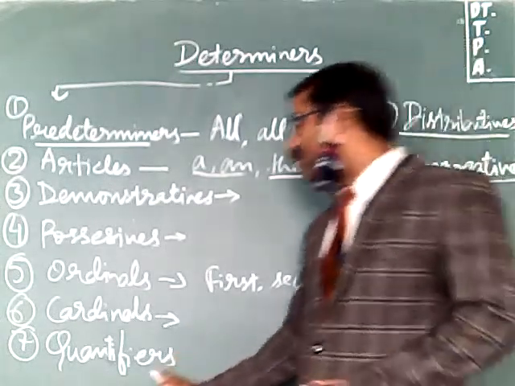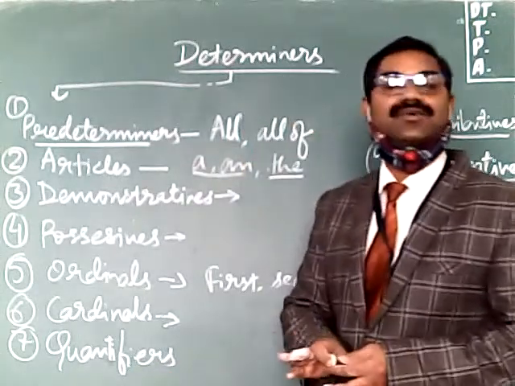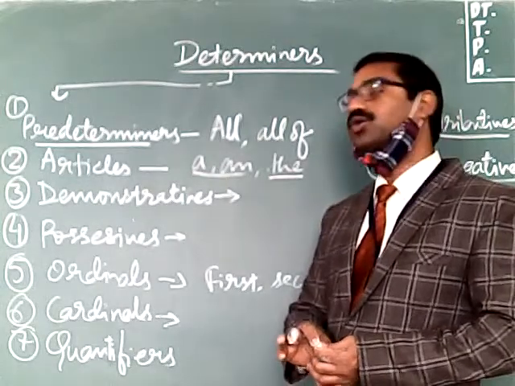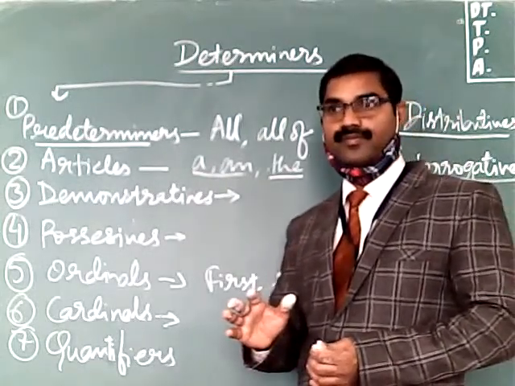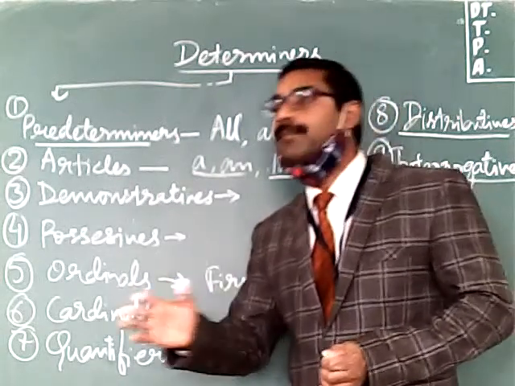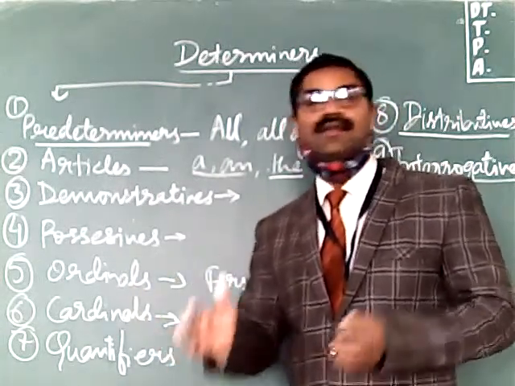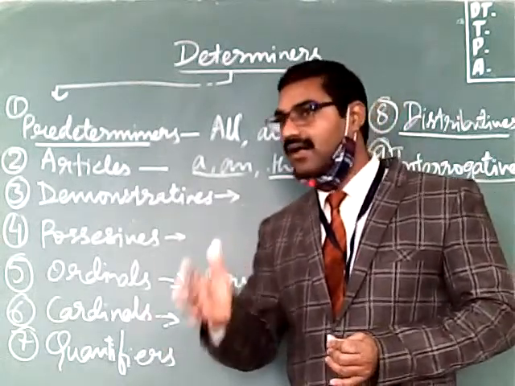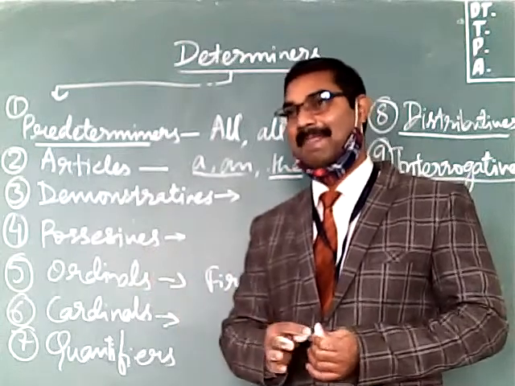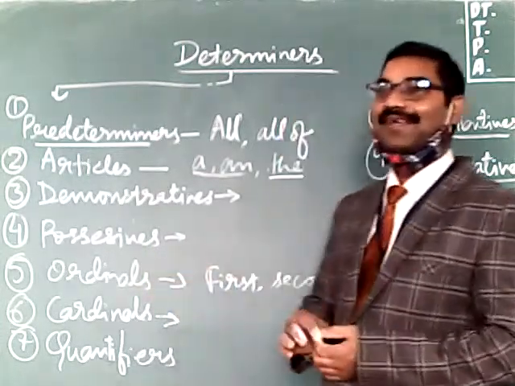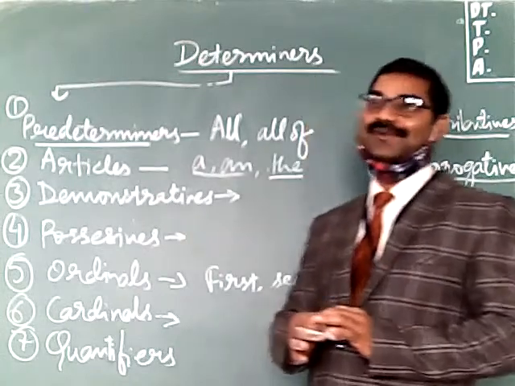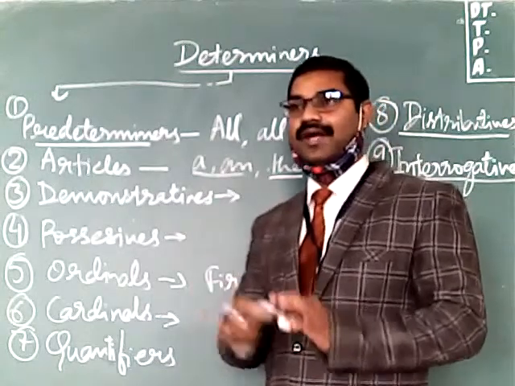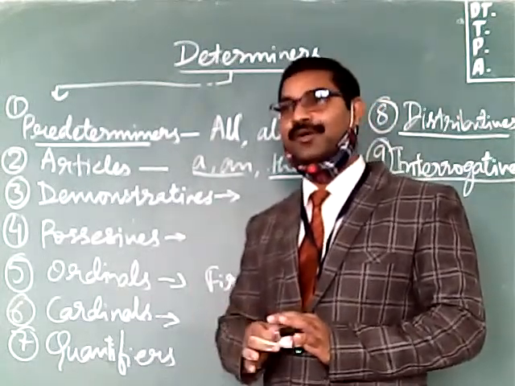Quantifiers, when you show quantities. How do you show quantities? Much, many, some, little, several, few, a few, the few, little, a little, the little. Is it too much? All right. See, do not write these things. First understand. If it is too much for you, first understand.